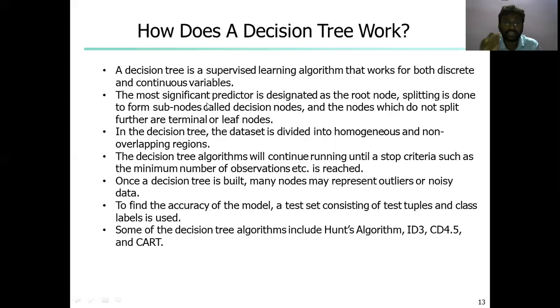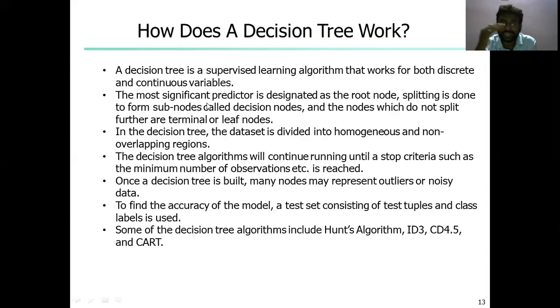The approach is called a greedy approach, as it only considers the current node being worked on without focusing on the further nodes. The greedy approach considers only the current node, not the further nodes. So it works with whatever data is available in that data set at the moment, and this is done by the decision tree. The decision tree algorithm will continue running until a stop criterion, such as a minimum number of observations, is reached.